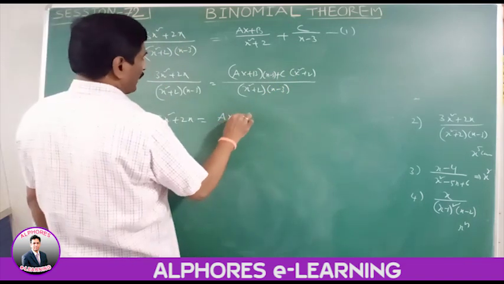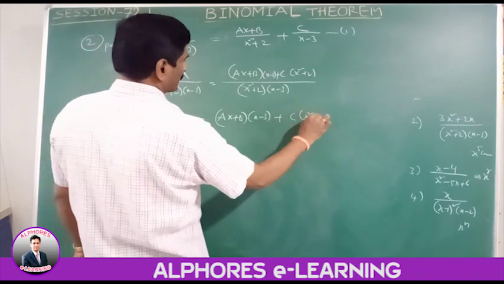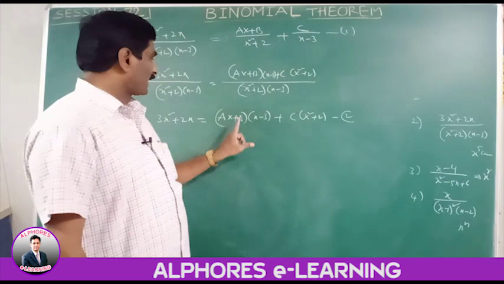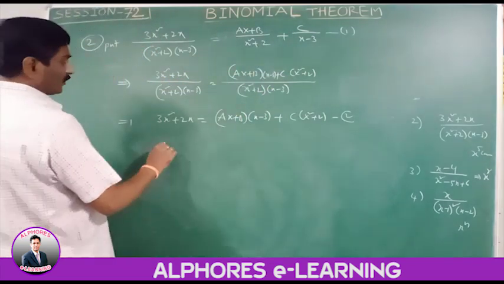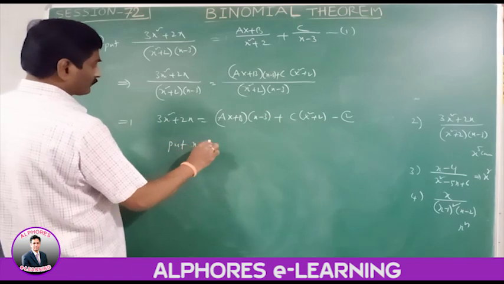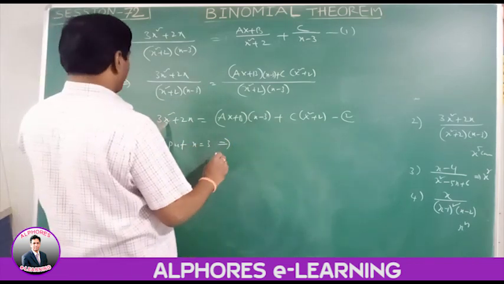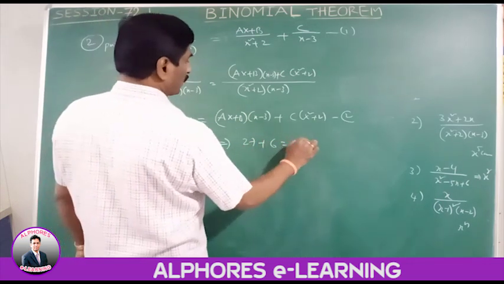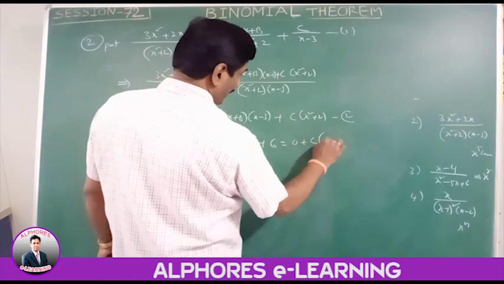That means (ax + b)(x − 3) + c(x² + 2). It is equation number 2. Okay, (ax + b)(x − 3) + c(x² + 2). Put x = 3. Then 3 into 3 squared, 9 into 3, is 27. 27 + 6 = 0 + c(3² + 2), that is 9 + 2, which means 11.